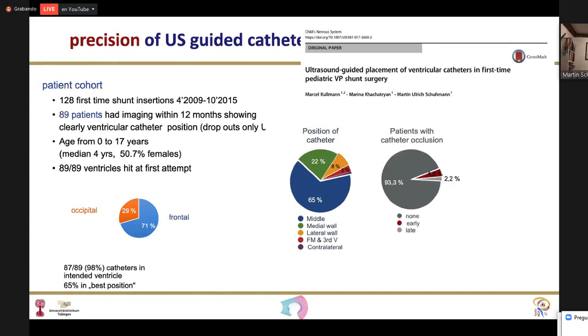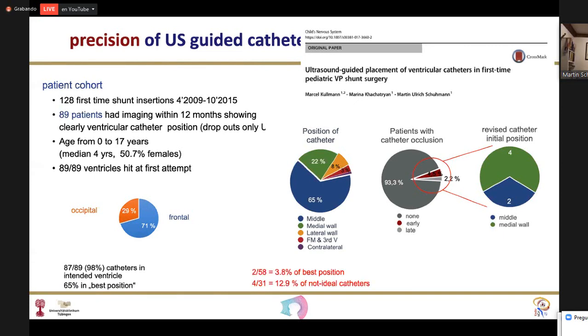And when we look at the occlusions, we had only a few early and late occlusions. And if you look at the catheter position, you see that 4 of the 6 catheters which failed were touching the wall, and 2 were in the middle. So 3.8% of the catheters failed which were in best position, and 12.9% of the catheters failed which were in non-ideal position. So positioning of the catheter seems to matter, and others have shown this in some other studies. There are studies, of course, which did not show an influence of the catheter position. In our hands, the occipital catheters fail more often than the frontal catheters, so we have stopped doing occipital catheters in children.